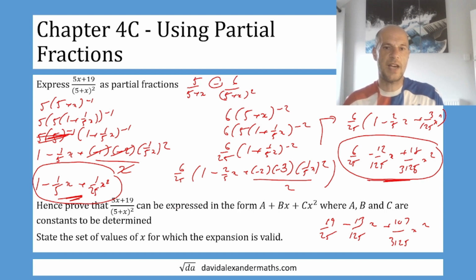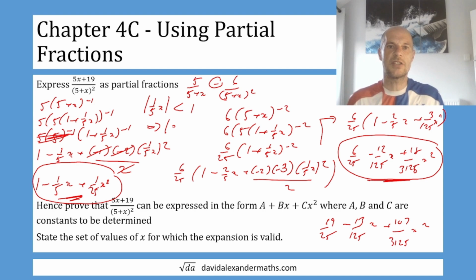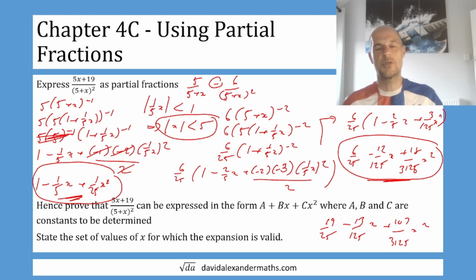So state the values of x for which the expansion is valid. Well, on both occasions it was 1 plus 1/5 x, so therefore the modulus of 1/5 x must be less than 1, so therefore the modulus of x must be less than 5. In other words, it only works if x is between minus 5 and 5. So quite a tricky one, that one, a lot to do, very messy, and also some pretty difficult partial fractions there.